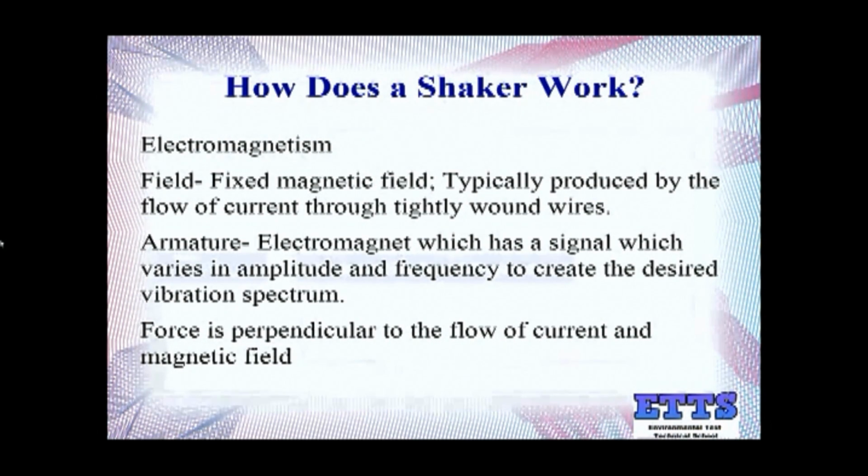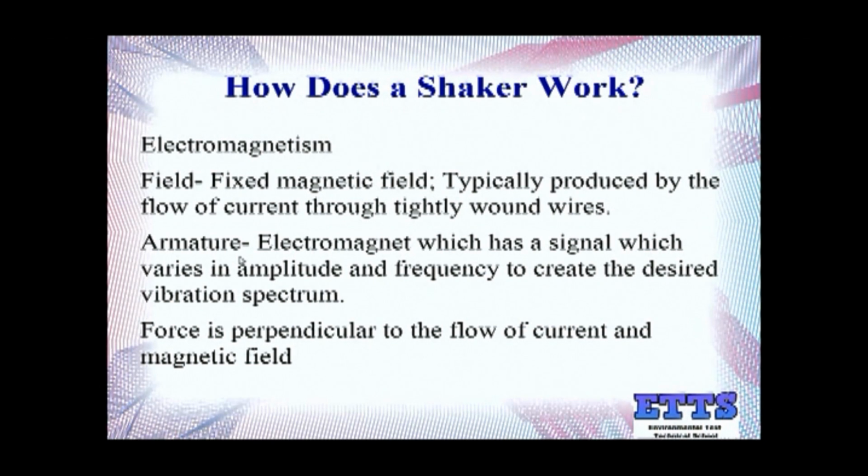How does a shaker work? A shaker works on the principle of electromagnetism. It has a field, which has a fixed magnetic field, typically produced by the flow of current through tightly wound wires. So when you power up your amplifier and turn up your gain, you are allowing a flow of current through your field coil, which produces a magnetic field.